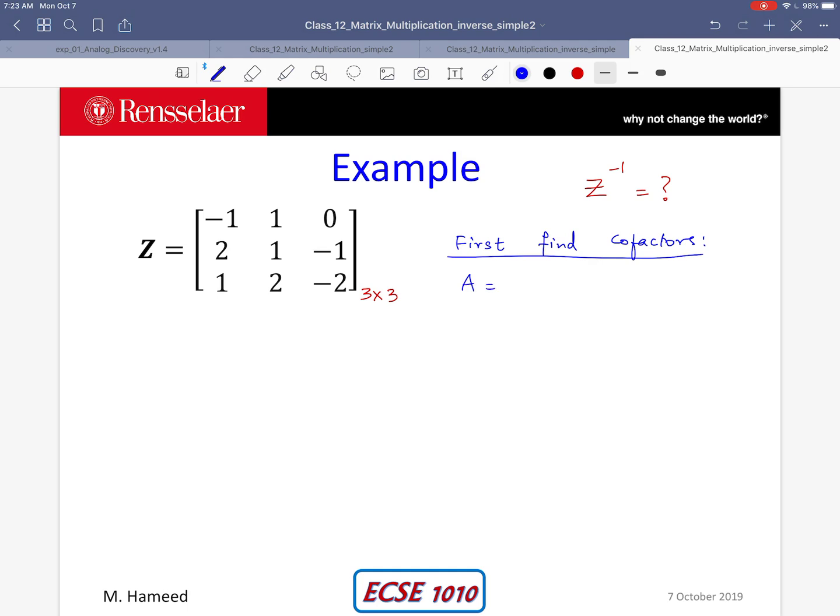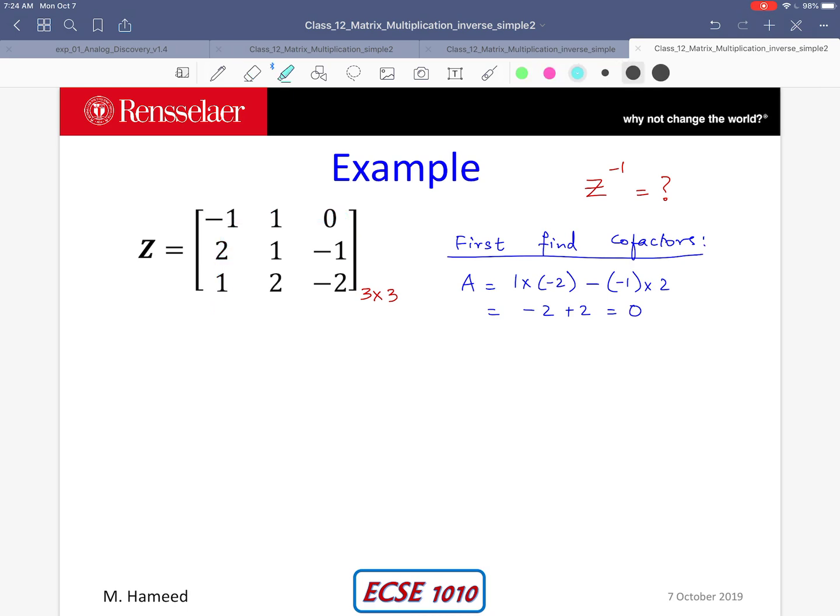So let's say A. Well, I'm using the same place locations, so A, B, C, and so on, all the way to I. So when I say capital A, I just mean the cofactor corresponding to the first row, first column element. All right, so what is A? I'm going to hide, and then I'm left with a submatrix 1, -1, 2, -2, and the determinant of that is going to be 1 times -2 minus -1 times 2. So that gives me -2 plus 2, which is 0. Let's move on to the next element.